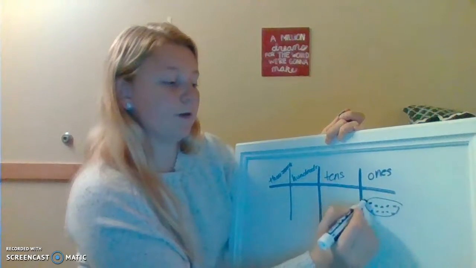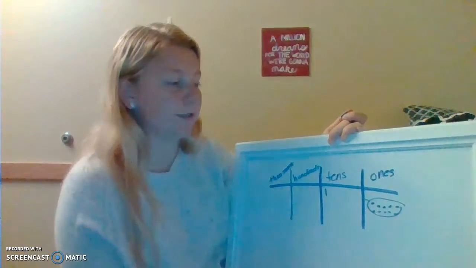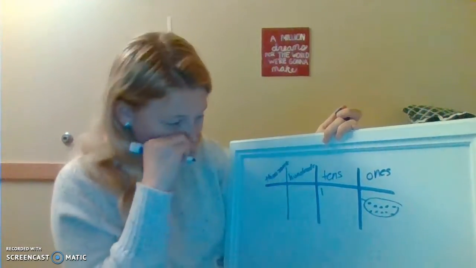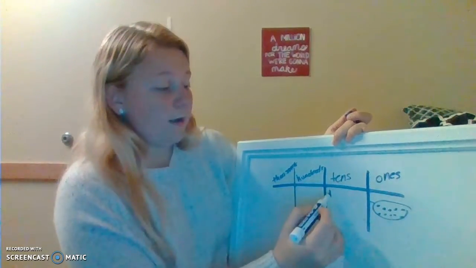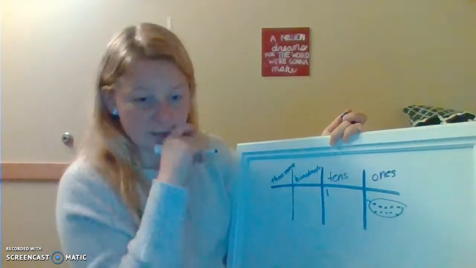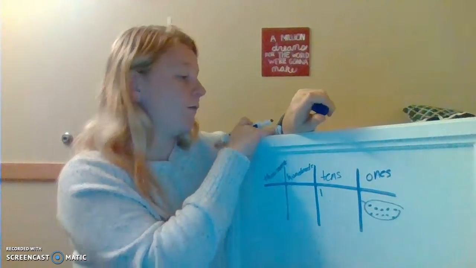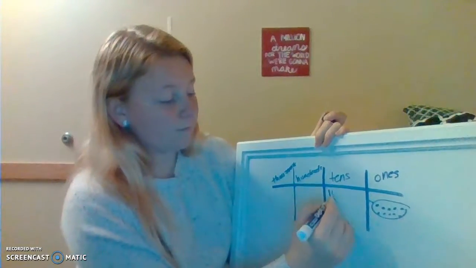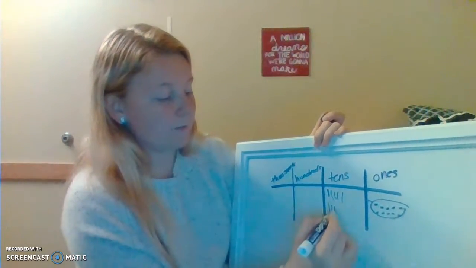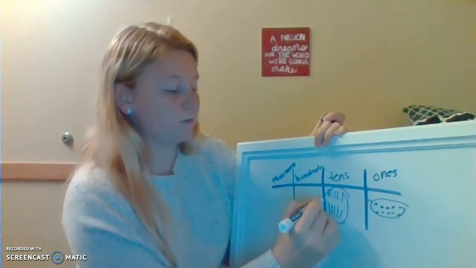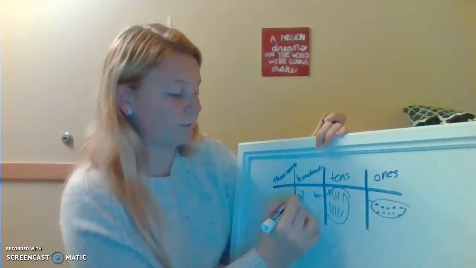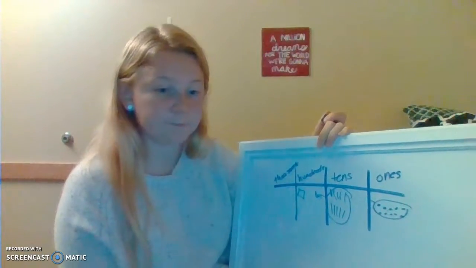we could regroup those and move it over to our 10 spot and exchange it for one long. One long represents the 10 ones. After that, we would have 10 in the 10 spot. So if we have 10 in the 10 spot, we can take those, regroup them into our hundreds, and we would have one flat.